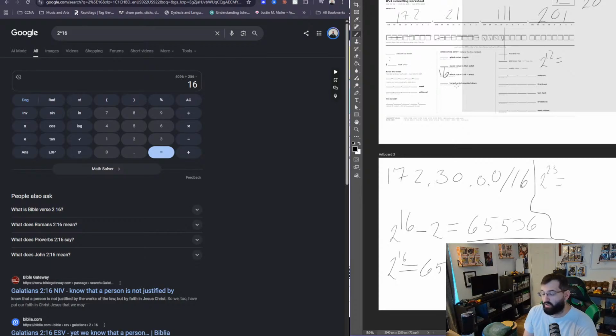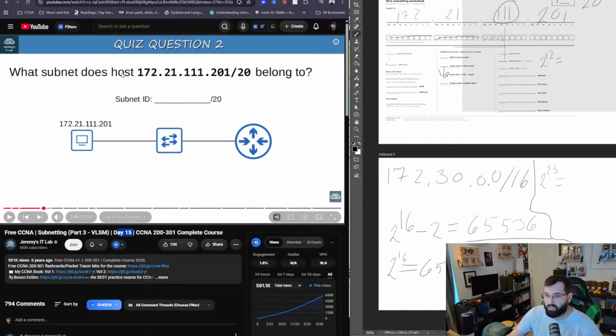I do think I took a longer way to get here. So our block size is 16. So then we need to look at our interesting octet and divide that by 16. Six. So the answer is 172.21.6.0.